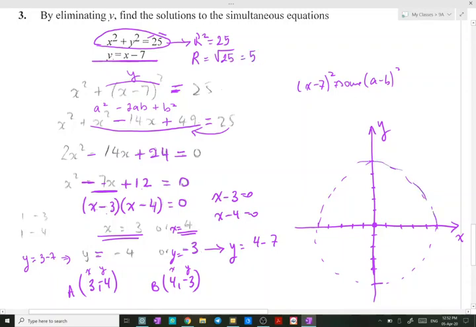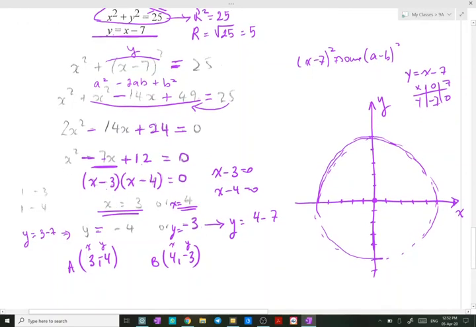Then, so roughly this is how you're going to have the circle, and then we have to graph y equals x minus 7. So when x is 0, y is minus 7. When y is 0, x is 7. So roughly this is your line if you're going to graph it.